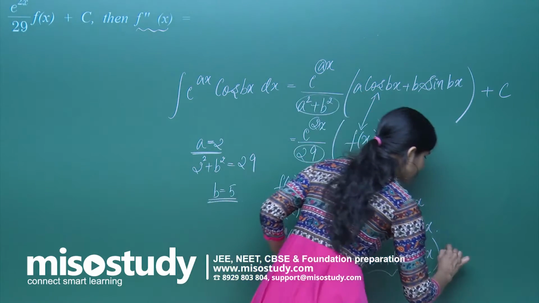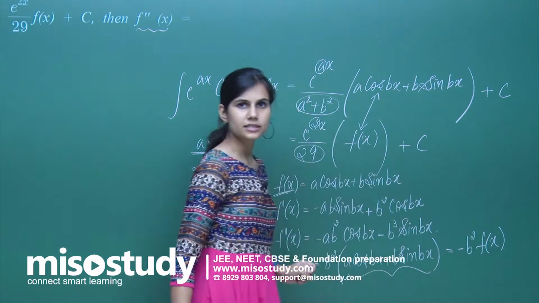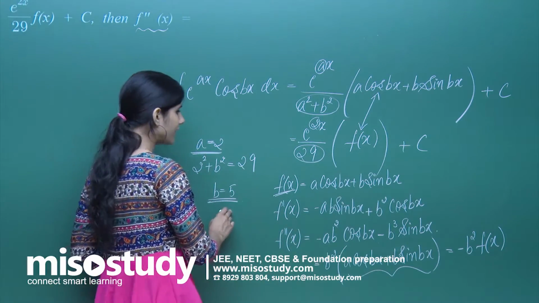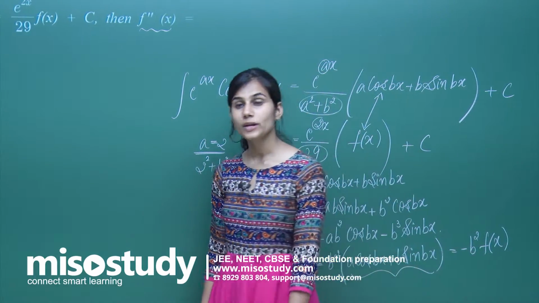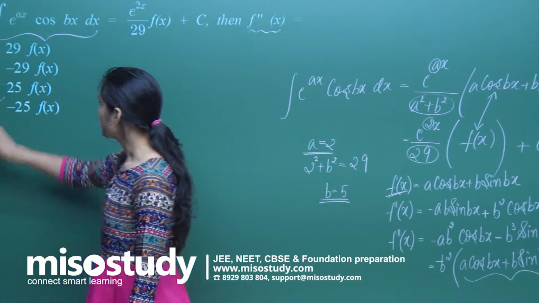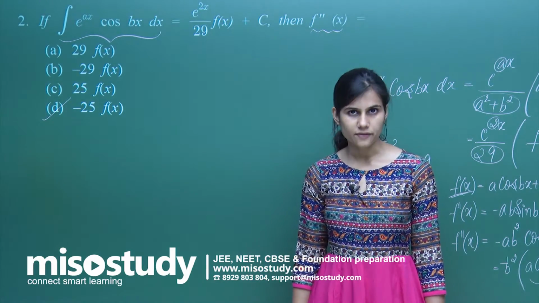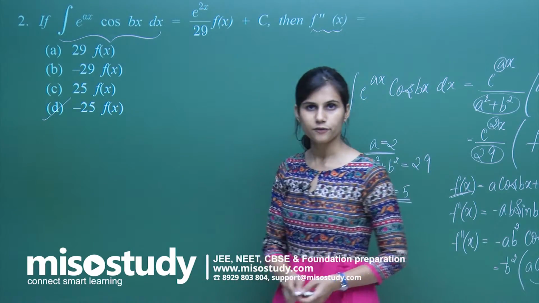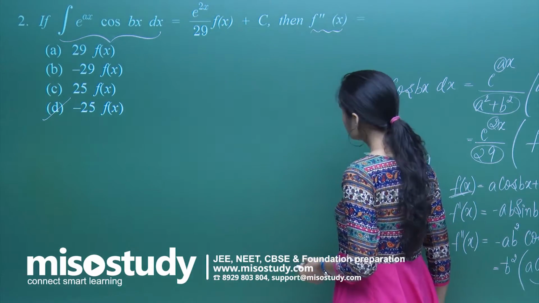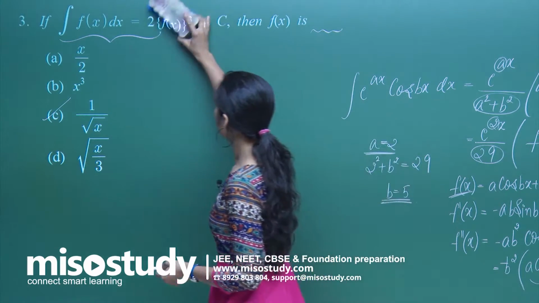So f double dash x has come out to be equal to minus b square f(x). But we know that b is equal to 5, so your answer is minus 5 square f(x), that is minus 25 f(x), and that is what is f double dash x. It has come out to be equal to minus 25 f(x) or minus b square f(x), where b is 5. Clear? Easy enough question.